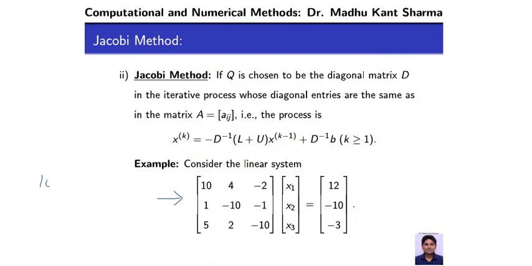If you look at this example system, here a11 is 10. 10 is certainly greater than 4 plus the magnitude of minus 2, that is 6. The first row is diagonally dominant. For the second row, the magnitude of minus 10 is 10, which is certainly greater than 1 plus the magnitude of minus 1, that is 2. In the third row, 10 is greater than 5 plus 2, that is 7. So the coefficient matrix is diagonally dominant, and this method definitely converges.